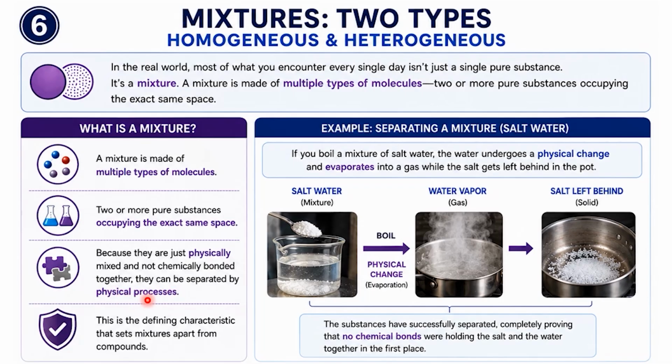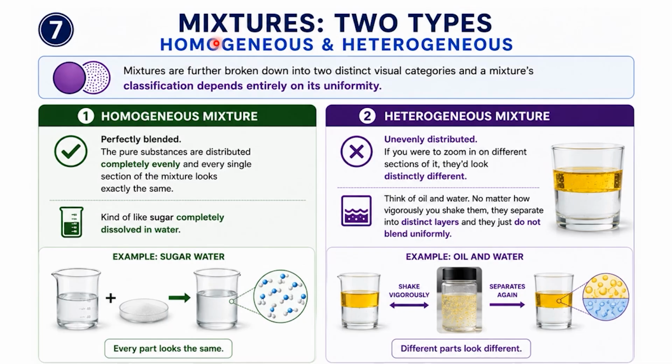For instance, if you boil a mixture of salt water, the water undergoes a physical change and evaporates into a gas, while the salt gets left behind in the pot. The substances have successfully separated, completely proving that no chemical bonds were holding the salt and the water together in the first place. Mixtures are further broken down into two distinct visual categories, and a mixture's classification depends entirely on its uniformity.